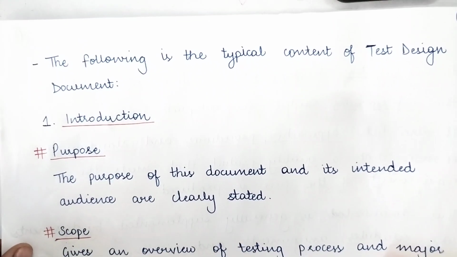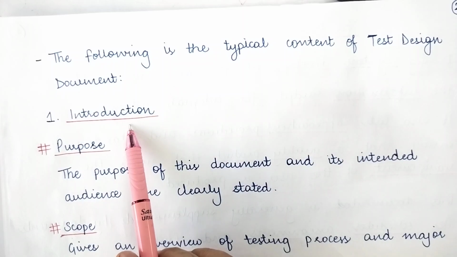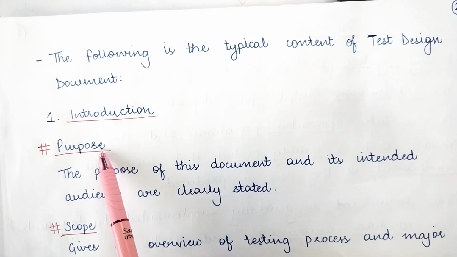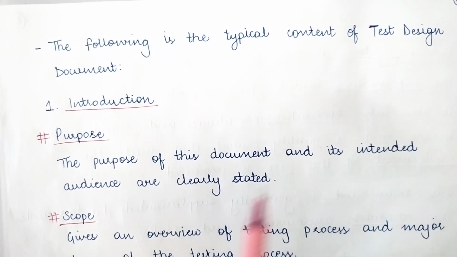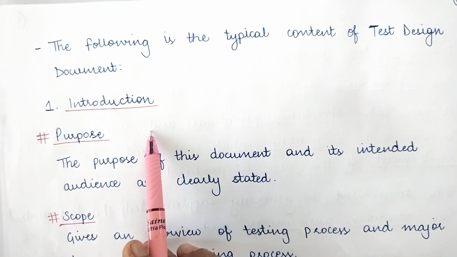Now the typical content of a test design document is like this. It consists of the introduction part. The first part in the test design document is the introduction part. The introduction consists of various sub parts. The first is your purpose. Now with the help of the purpose part, you identify what is the purpose of this document and what are its intended audience. When I say intended audience, that means who all will be using this. These all things are clearly stated in the purpose of the introduction part.